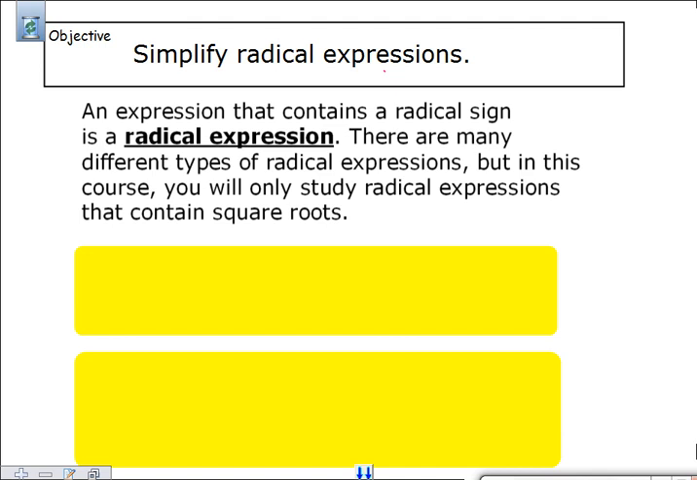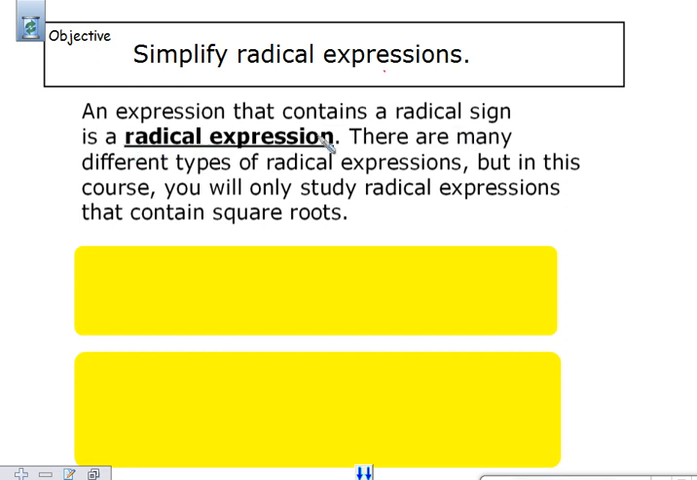Hi there. This is the first of our 4 videos we're going to do talking about radical expressions for this module. This first objective is about simplifying radical expressions, and it states this: an expression that contains a radical sign is a radical expression.